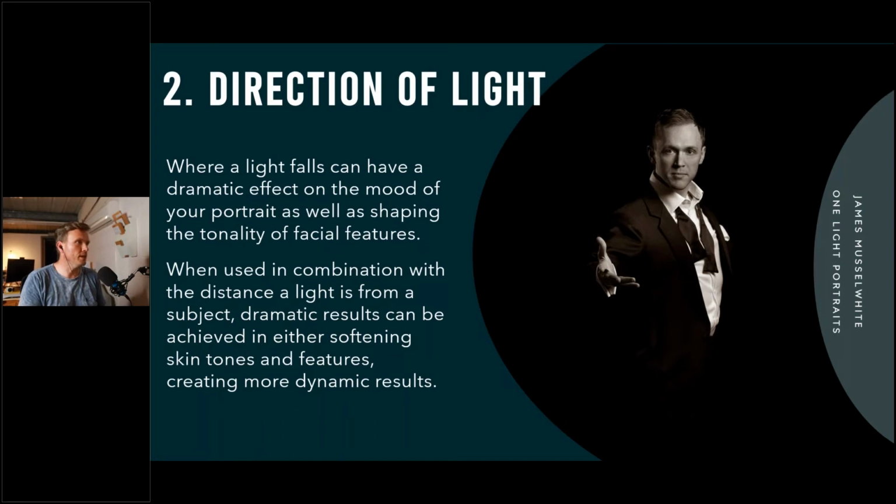When used in combination with the distance that a light is from a subject, dramatic results can be achieved in either softening skin tones or features or creating more dynamic results. The sun is a really, really good example of this in terms of the distance a light source is away from a subject. Typically, the closer a light is to a subject, the softer the light. That means the shadows are less harsh. There's more of an even graduation from highlights through to shadows. The further away, the harder it is.